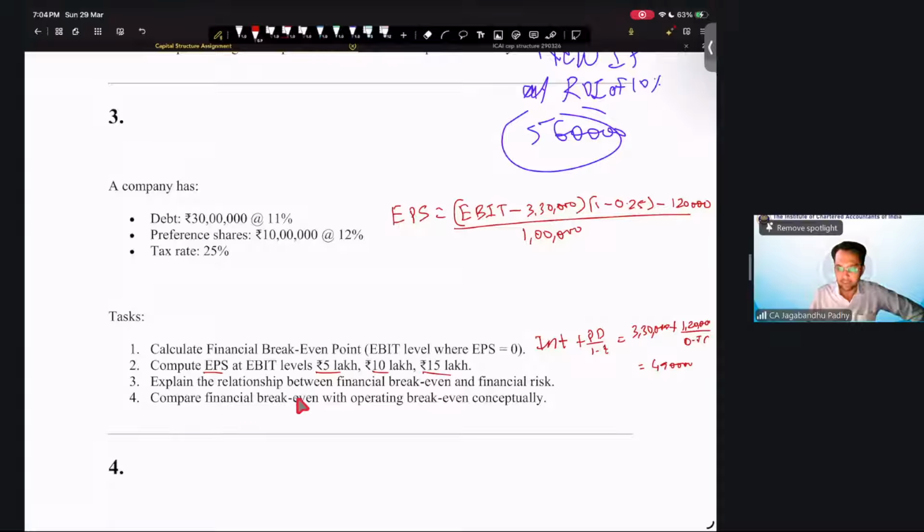Compare the financial break-even point with the operating break-even concept. Financial break-even and operating break-even are obviously two different things, because financial break-even considers only interest and preference dividend as the fixed cost, whereas in operating break-even we take the operating fixed cost. Okay, so that's the only difference between them.